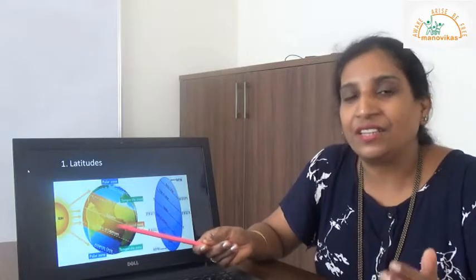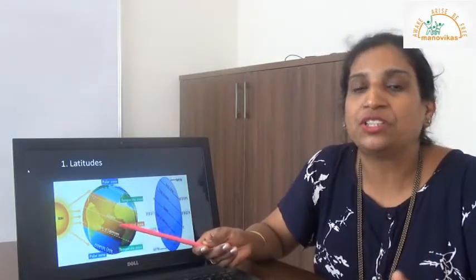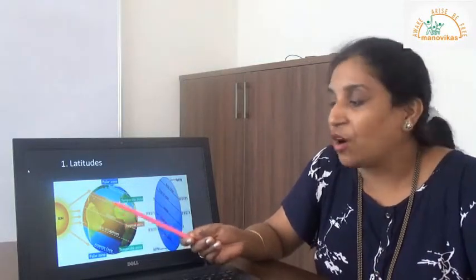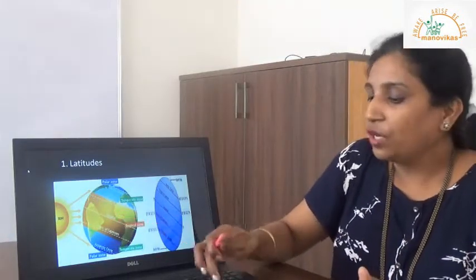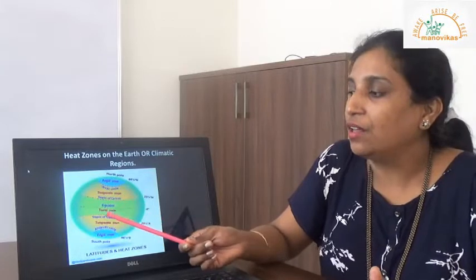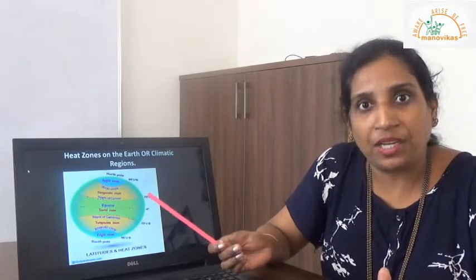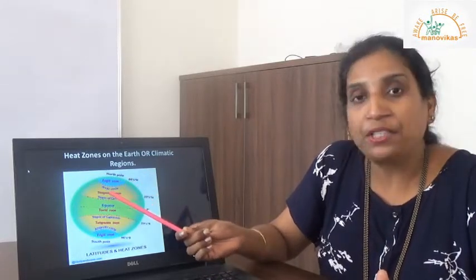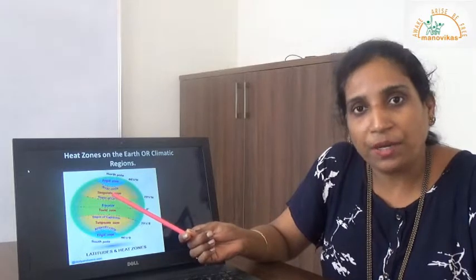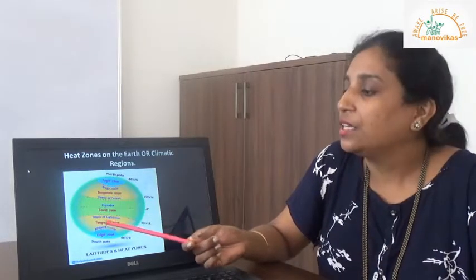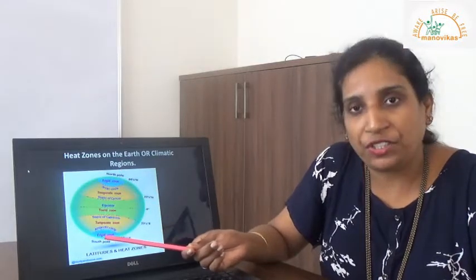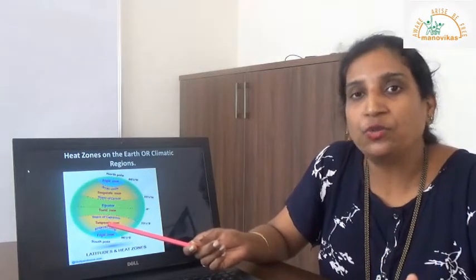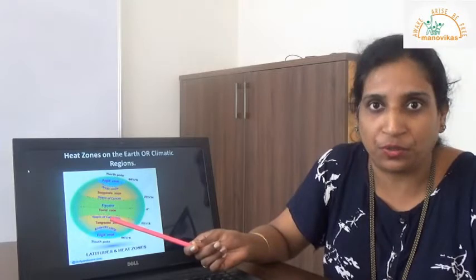So basically, Earth is divided into 3 major climatic regions. First is the hot zone, which is also called the torrid zone. You can see in the next picture here, the equator passes through it in between. Then we have the temperate zone, a moderate type of climate, the south temperate zone, north frigid zone, and south frigid zone. So we have the hot zone, temperate zone, and the frigid zone.